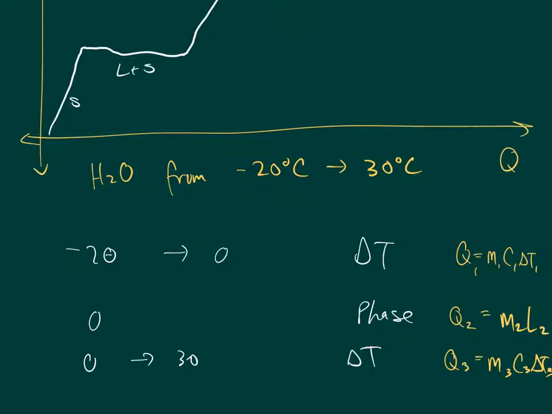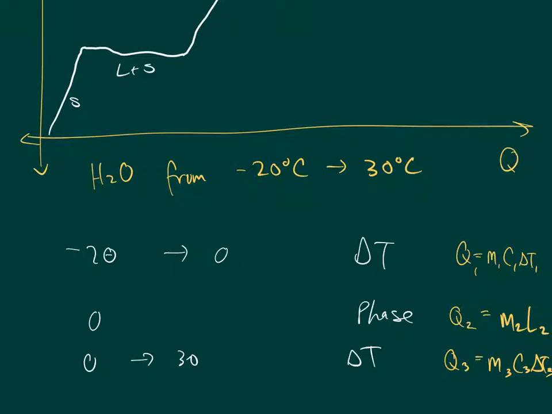MC delta T. It all agrees for the third part. Now, if the object isn't changing mass, I don't need to have M1, M2, M3. Just call them all M. Does that part make it clear? But the C value and the L value are different for all 3 of these. C of ice is different than C of water, which is different than the L, which is the latent heat of fusion. This is LF.